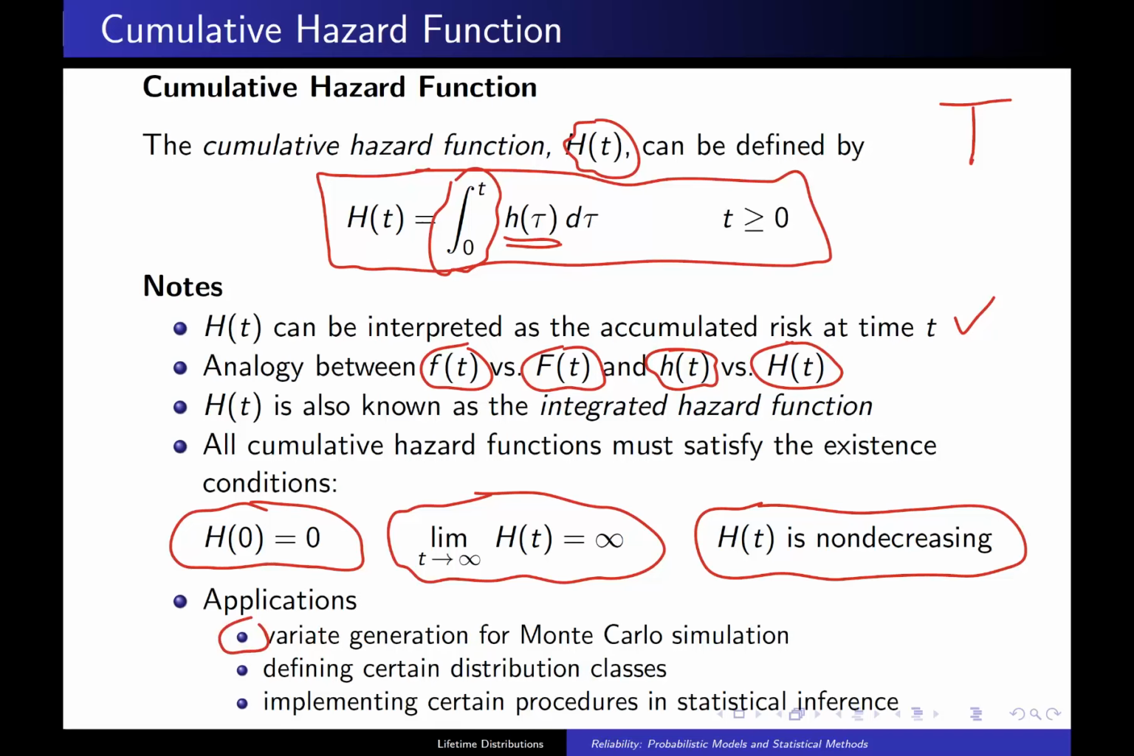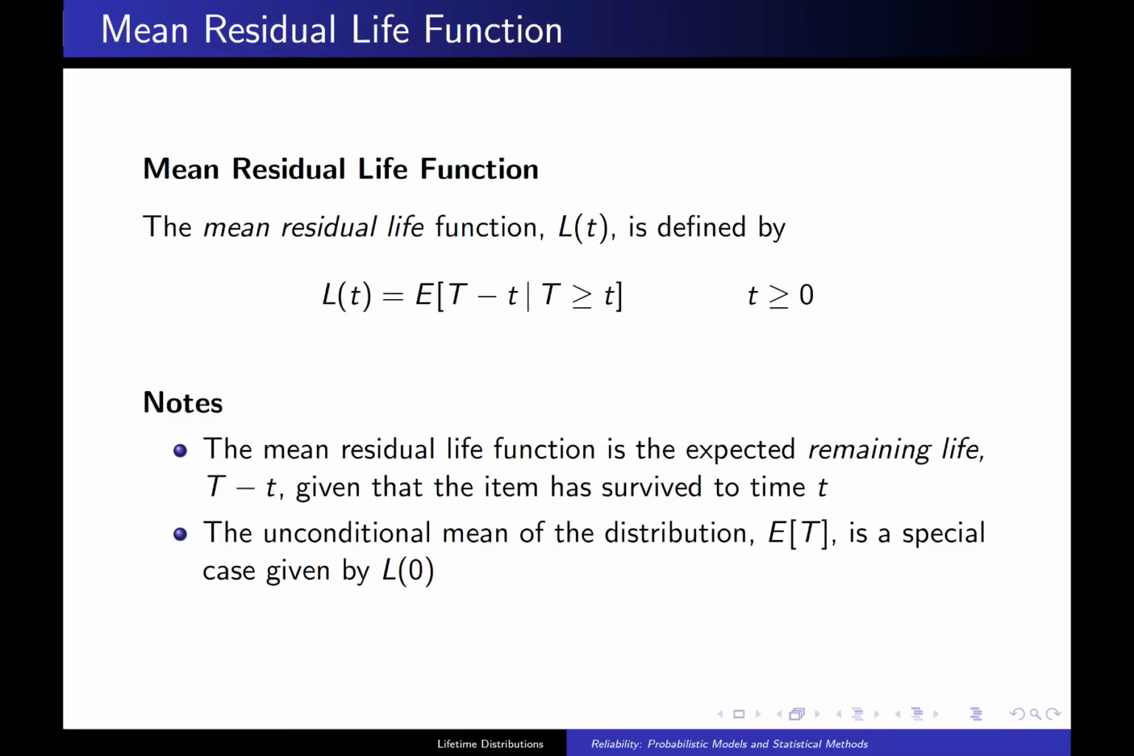3 quick applications of the cumulative hazard function. It can be used in variate generation for Monte Carlo simulation. It can also be used to define certain distribution classes, and those distribution classes will be established in the last section of this chapter. And finally, when we get to chapters 7 and 8, you will see it showing up quite often in statistical inference. So that's the fourth of the 5, the cumulative hazard function.